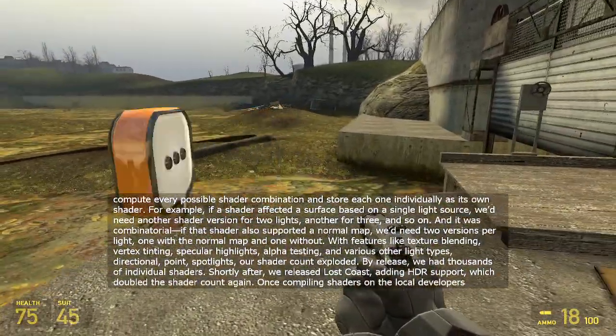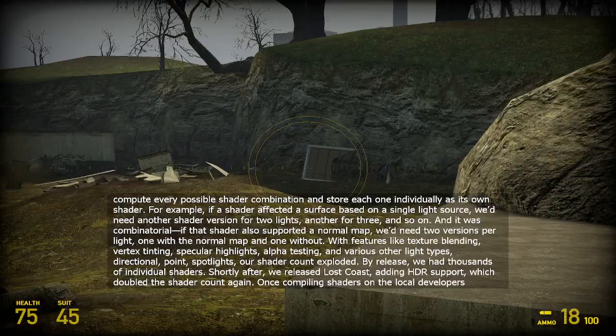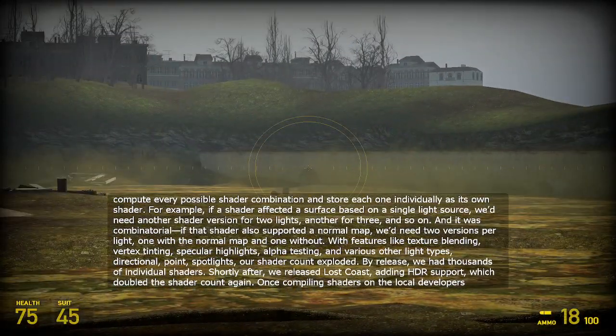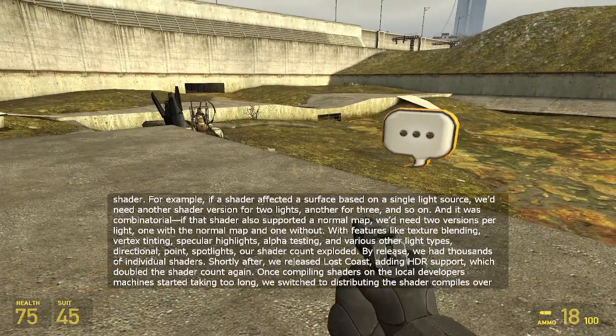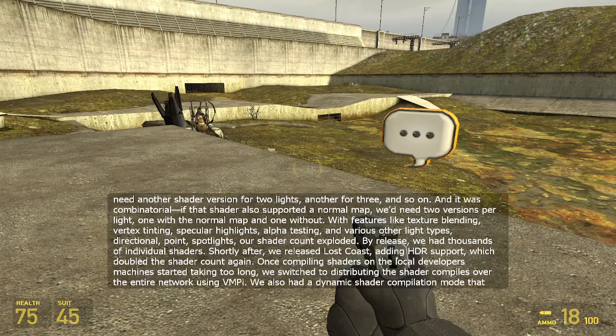With features like texture blending, vertex tinting, specular highlights, alpha testing, and various other light types, directional, point and spotlights, our shader count exploded. By release, we had thousands of individual shaders. Shortly after, we released Lost Coast adding HDR support, which doubled the shader count again.